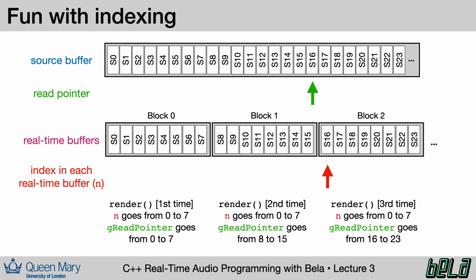This time n goes back to 0 once again, gReadPointer starts at a value of 16, and so forth. And so what's happening is that the render function is copying the source buffer into the Bela real-time audio output, block by block, as we go along. And the key was remembering where we left off, which is that green read pointer.